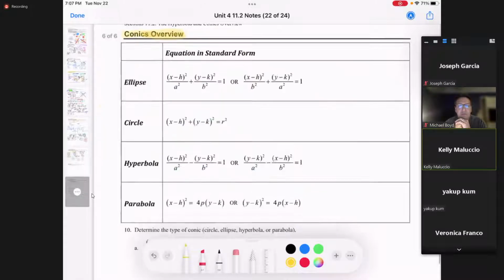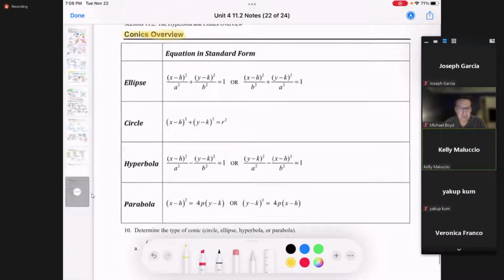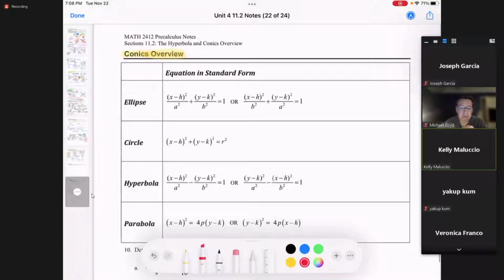But for this last page, maybe I don't need to talk about it too much, because this is just showing, and we haven't even done parabola yet. So really, I think this should be at the end of the next notes. But the conics overview: we talked about ellipses. We didn't talk about circles, but this is something you should have seen, or you can see in the notes that I posted, 2.2. We talked about hyperbolas, and next up, a good segue, we're going to talk about parabolas. So it's basically showing you the standard form of each of these equations.